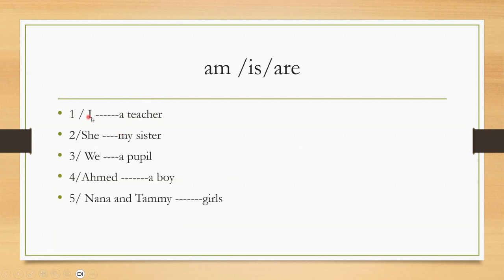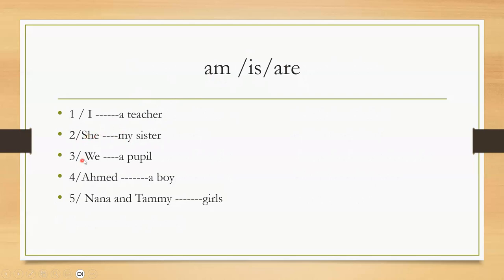I have I. What shall I use? Am or is or are? Yes, good job. I am a teacher. I am a teacher. Number two, she dash my sister. Am or is or are? She is my sister because we have she and we use she with is.